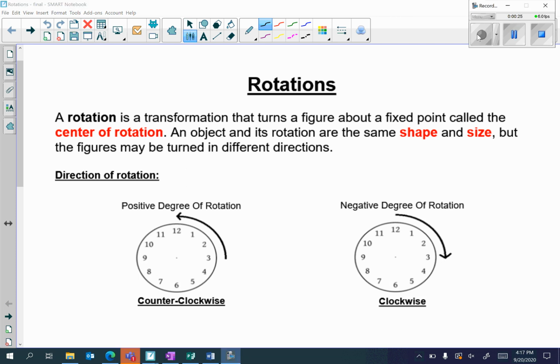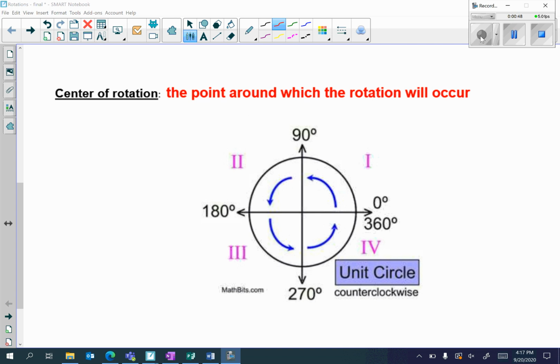Let's discuss the direction of rotation. First, we have the positive degree of rotation, and that's counterclockwise. Then we have the negative degree of rotation, and that's clockwise. That's in the direction of a clock. The center of rotation is the point around which the rotation will occur. Every rotation has a center of rotation.